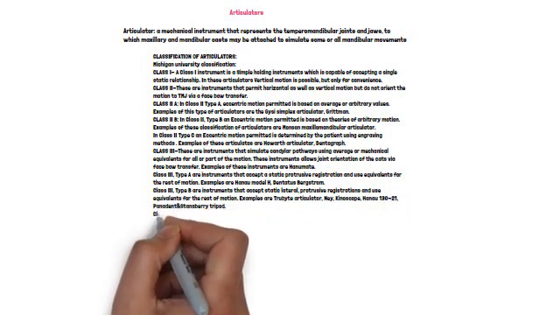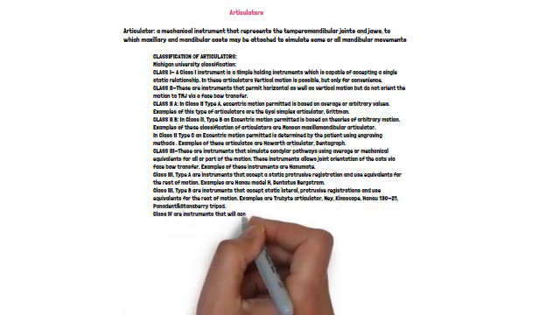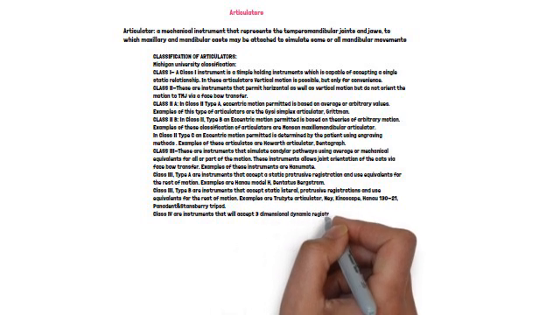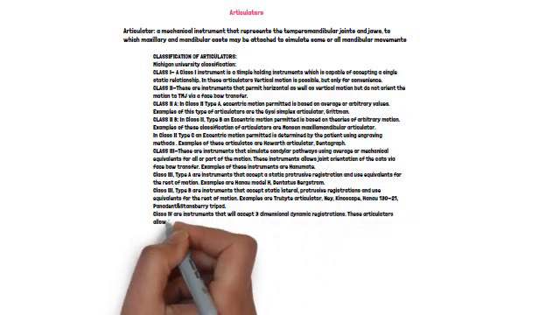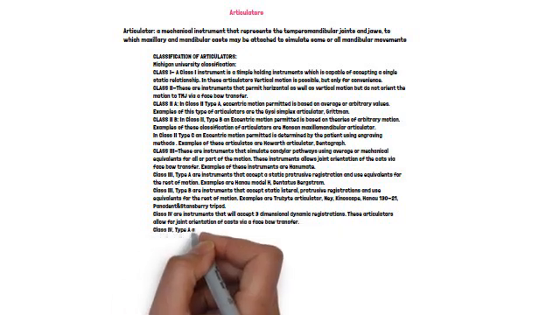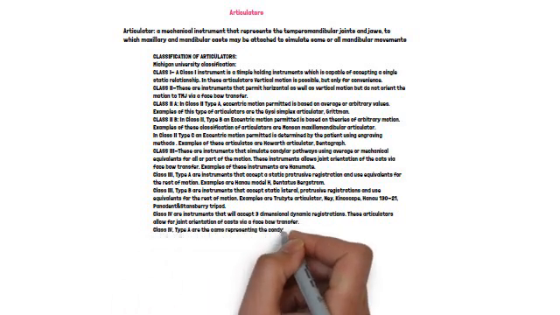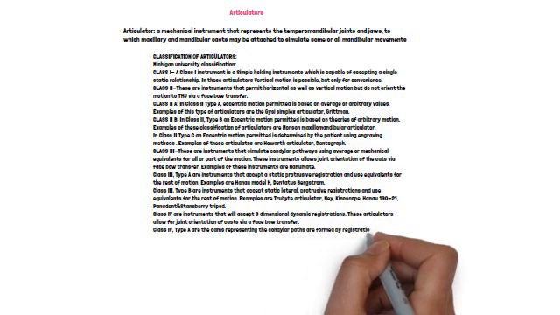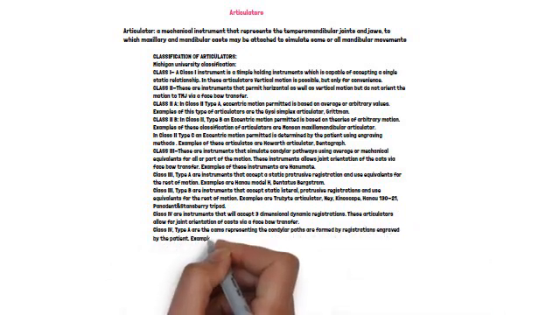Class IV are instruments that will accept three-dimensional dynamic registrations. These articulators allow for joint orientation of casts via face-bow transfer. Class IV, Type A: the cams representing the condylar paths are formed by registrations engraved by the patient. An example of these instruments is the TMJ articulator.